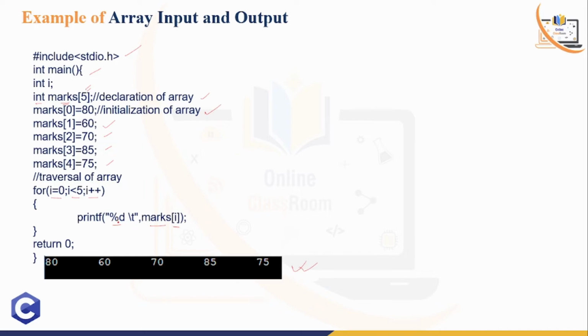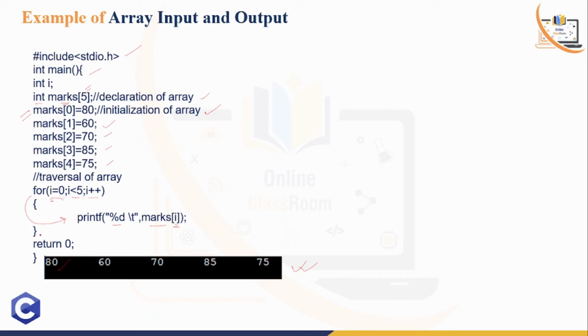So now let's check. At the first time, value of i equals 0. i less than 5 means 0 less than 5, your condition is satisfied. Then it will enter the loop, and printf will work, %d for the integer numbers, marks[i]. What is the value of i at the first time? i equals 0. So whatever is inside the 0 position of the array, it will print. So in the 0 position, according to your code, it is 80. So that's why 80 will print.